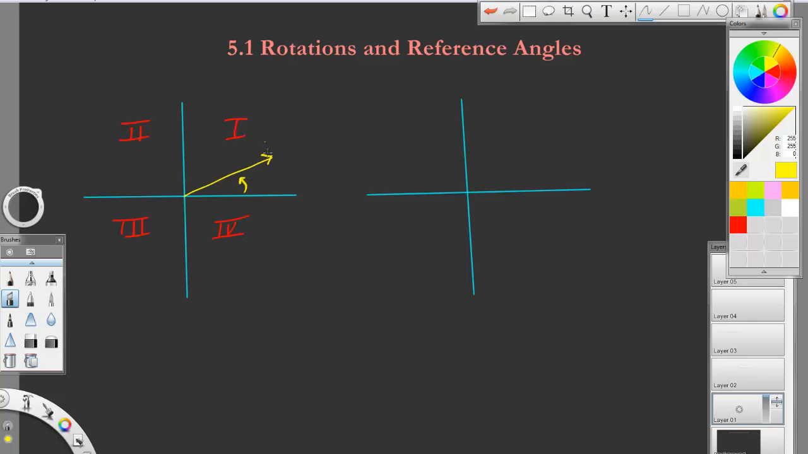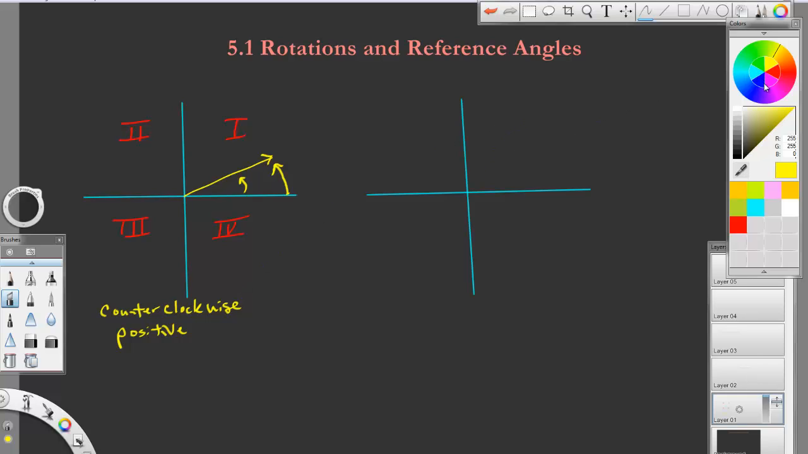Okay, this would be going counterclockwise. Counterclockwise. So if it's counterclockwise, the angle is positive. Okay, positive. So I'll put the yellow that way.